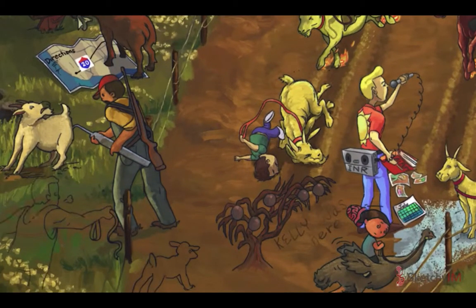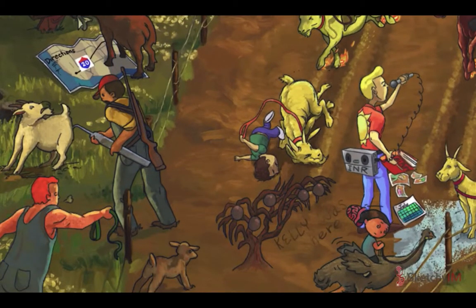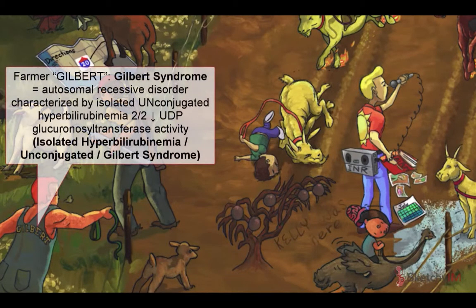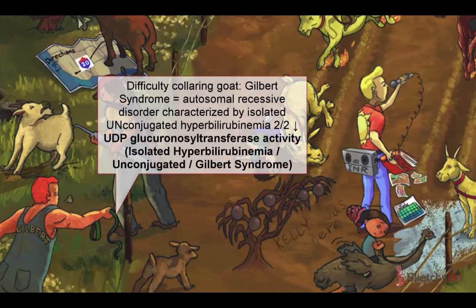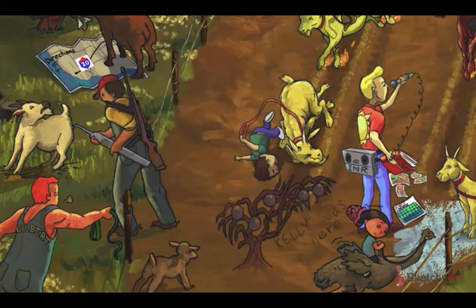Gilbert syndrome is another cause of isolated unconjugated hyperbilirubinemia, embodied by old farmer Gil, up to his usual antics and chasing after that uncolored goat. This is a common inherited condition, affecting 3 to 7% of Western populations and generally first presents in adolescence. This autosomal recessive disorder is characterized by reduced activity of UDP glucuronyltransferase, the enzyme responsible for conjugating bilirubin within the hepatocyte. The result is mild impairment in conjugation of bilirubin. He just can't get that collar on the goat.